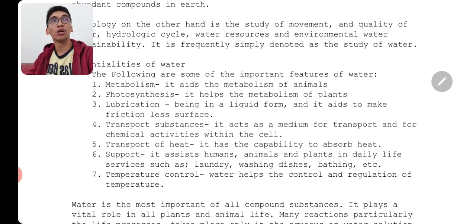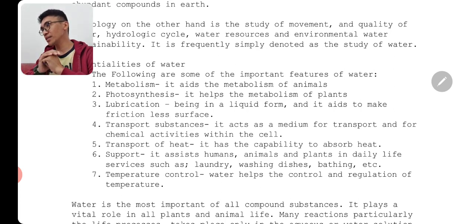Again, example ko, if you're going to cut a tree and you're going to drag it from the top of the mountain going down, naku, mahirap yun. But if you use the river as a transport medium, it's easier. It acts as a medium for transport and chemical activities within the cell. So, transport of heat, it has a capability to absorb heat.